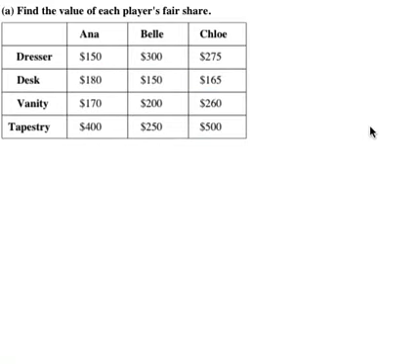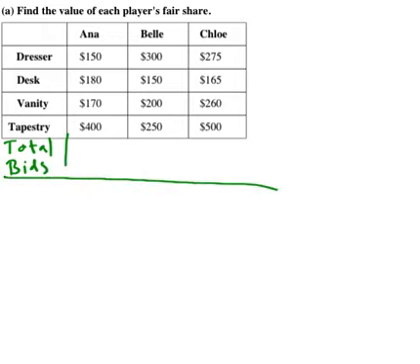First, let's determine each player's fair share. To do that, you need to add up all of their bids. So the total bids, we see that Anna bid a total of $900 on the goods, Belle bid a total of $900 on the goods, and Chloe bid a total of $1,200 on these goods.